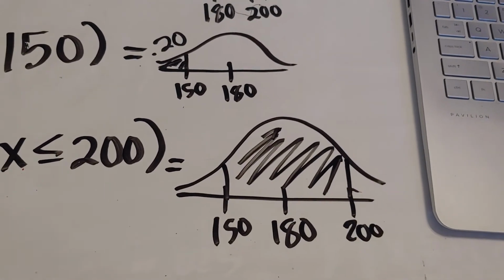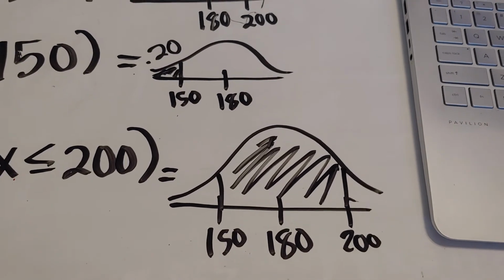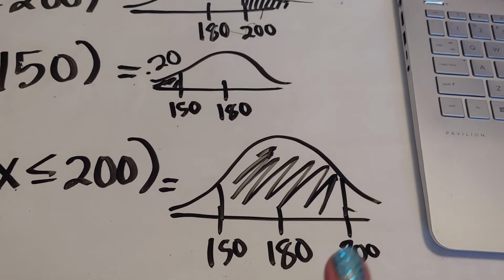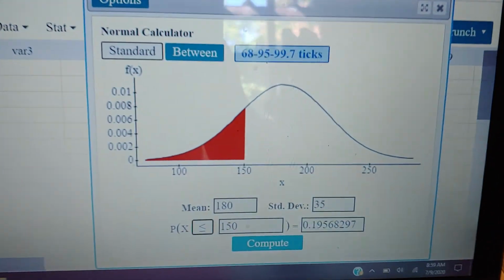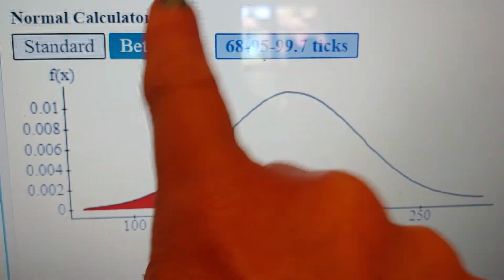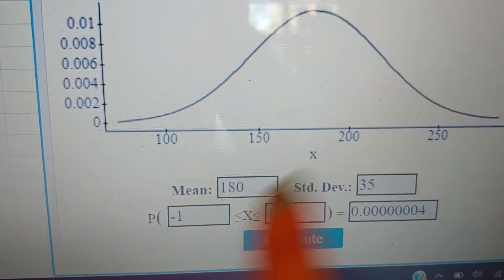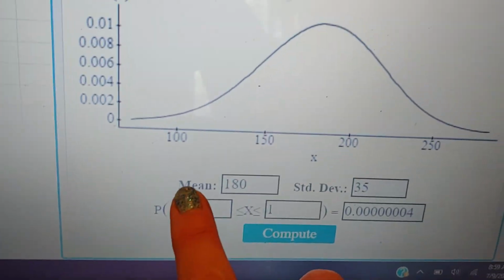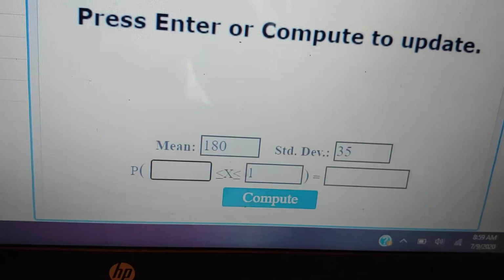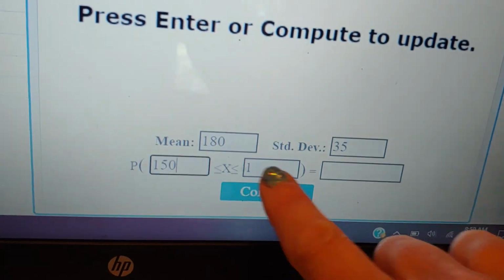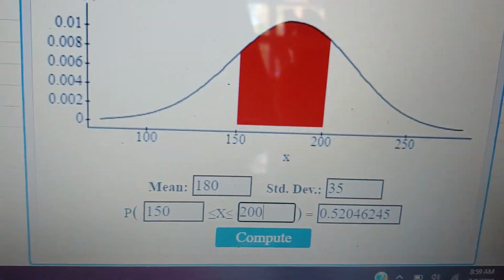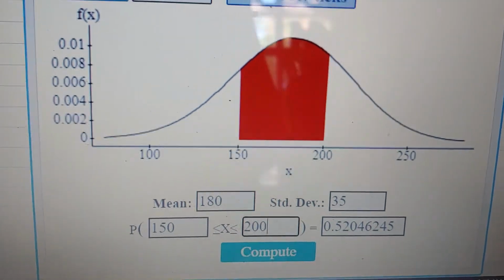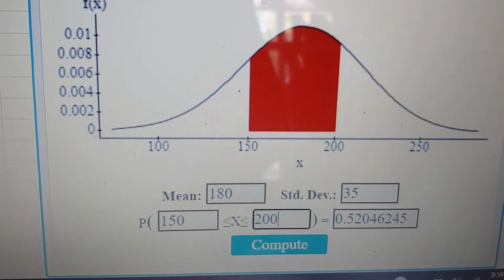Some of you may be really bothered that this isn't to scale. Then make more of an effort. But I'm just trying to get a general idea of what I'm looking for. All right. So here, I'm going to come over here and hit between the 180 and the 35. I don't need to mess with, but I do need to type in 150. And I need to type in 200. Boom. There it is. And it looks like it's 52%, 0.52.